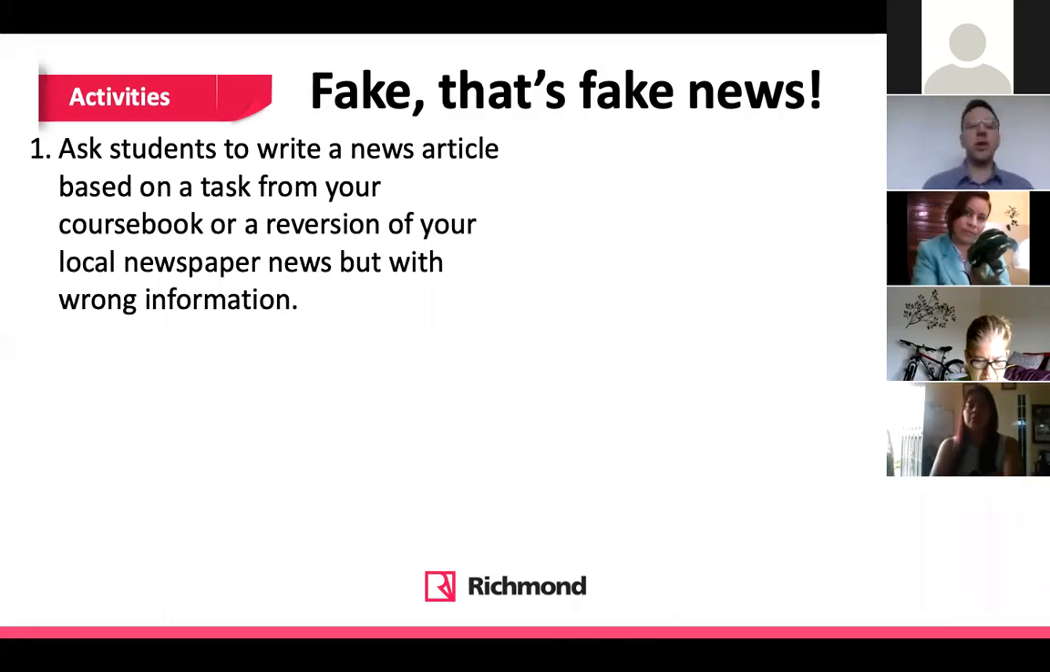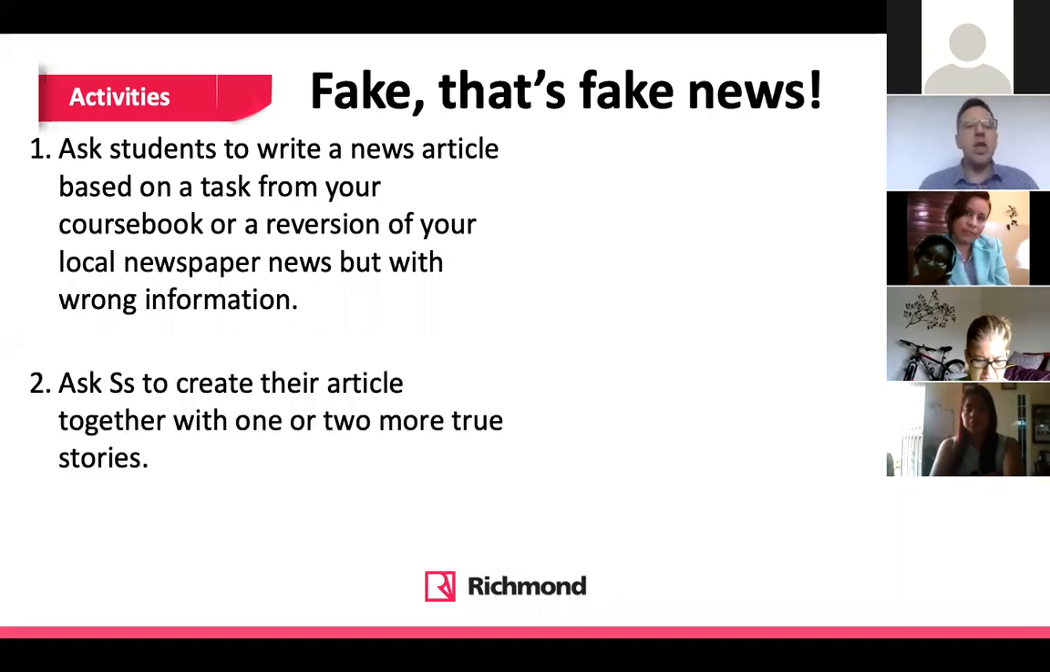So what we are going to do is ask students to write a news article based on a task. It can be a task from your coursebook or a task that you created. And what you're going to do is ask them to write a version of your local newspaper news, but with wrong information, okay? You're going to ask students to create their article and to put it together with 2 or more stories, okay? Now, those 2 or more stories need to be true stories, okay? So what will happen is that students will end up with a news articles page that has 2 stories that are correct and 1 story that is incorrect or has some misleading information.